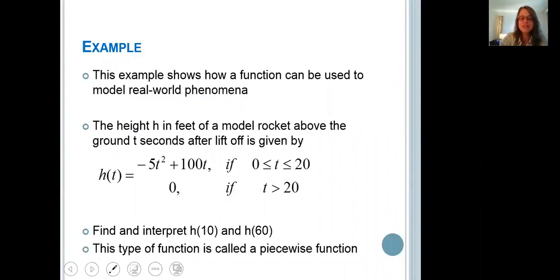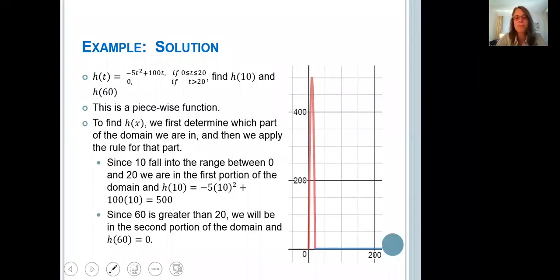We want to find and interpret h of 10 and h of 60. Now let's think about it. H of 10 means we're finding the height of the rocket 10 seconds after launch. H of 60 means we're finding the height of the rocket 1 minute after we launch, 60 seconds after we launch. Okay, I used Desmos to graph this function. It looks like this.